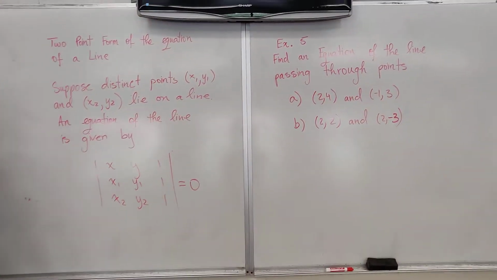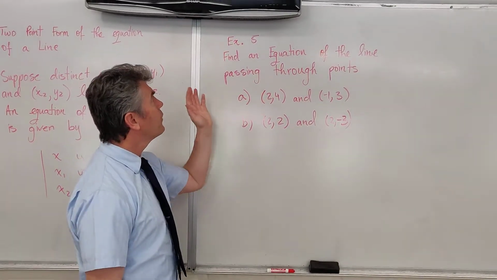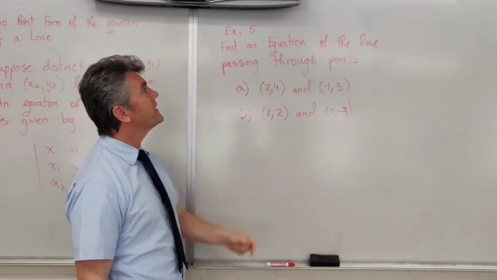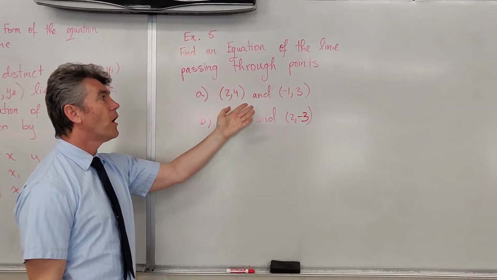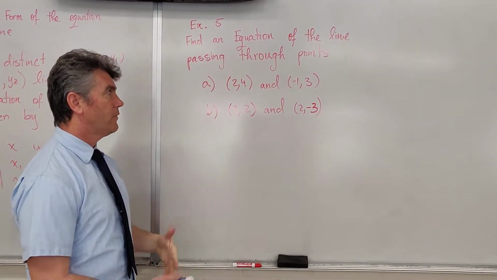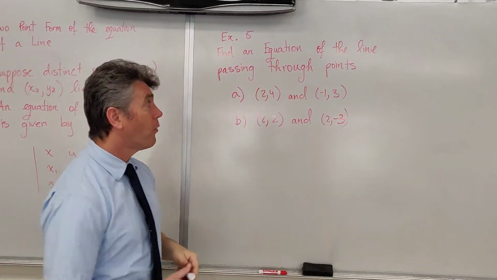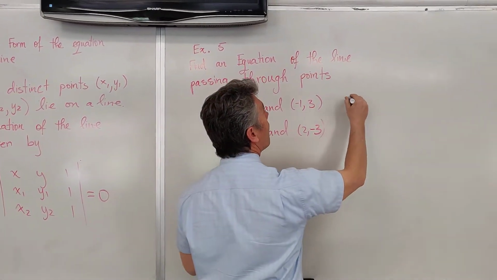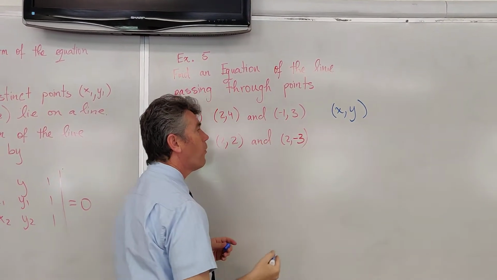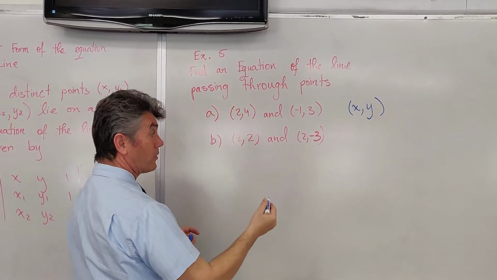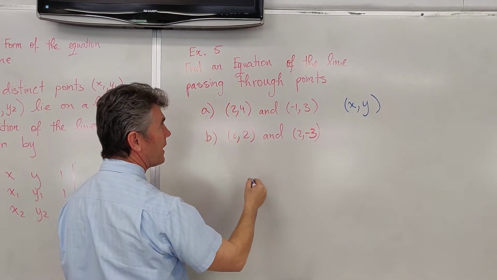Let's start. We are doing now example 5. Find the equation of the line passing through points 2, 4, and -1, 3. We make up a third point that lies on the line. We say that that point has coordinates x and y. And what we do next is we make up a matrix.